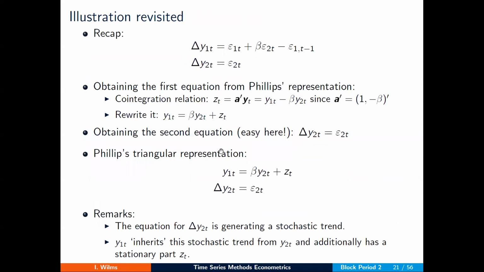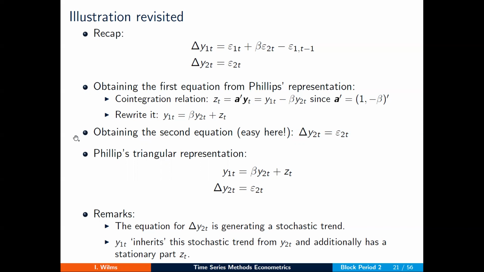Now let's practice with our example how to write down Phillips triangular representation, which I've copied over here. First, let us try to obtain the first equation of Phillips triangular representation. The key ingredient there is the co-integration relation Zt, which is nothing more than A prime times Yt, and we have obtained A prime already in the previous video. That was just the vector (1, minus beta). Now in Phillips triangular representation, we need the series in levels at the left-hand side. So simply bring this term to the other side, and we have our first equation.